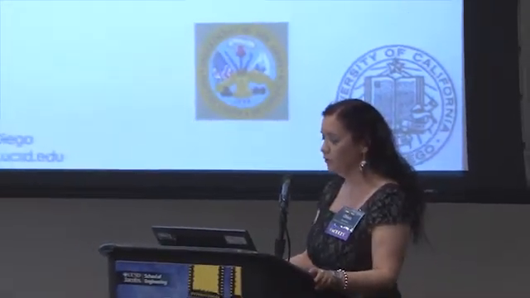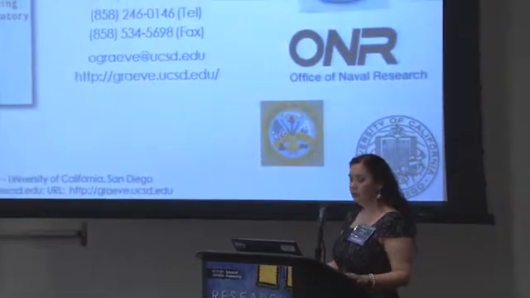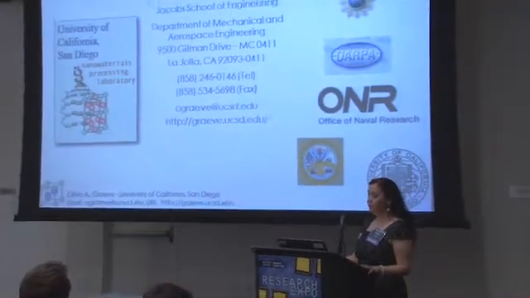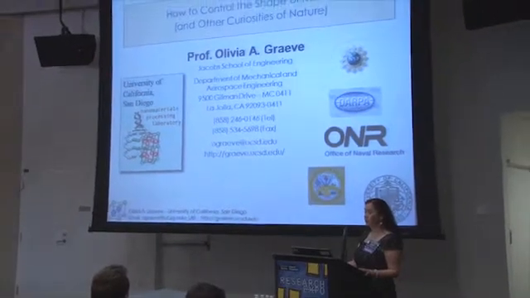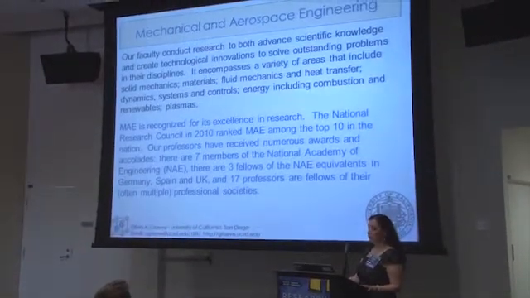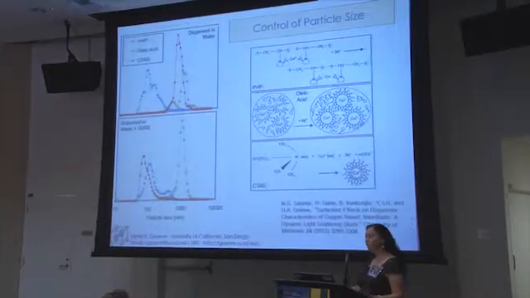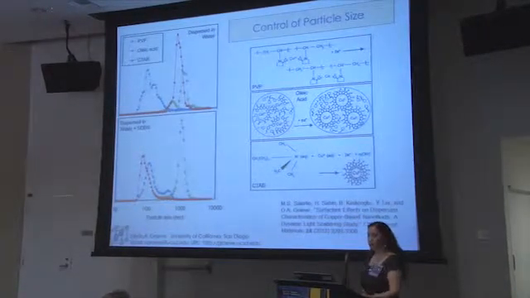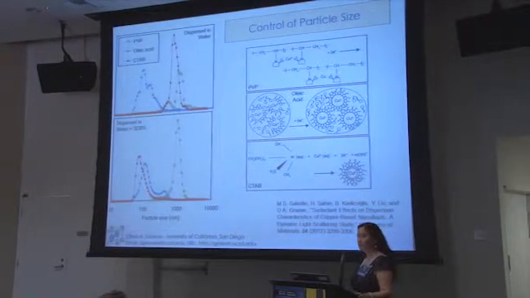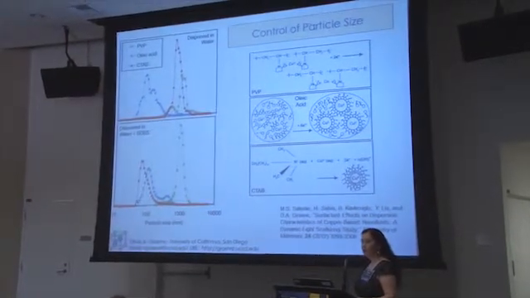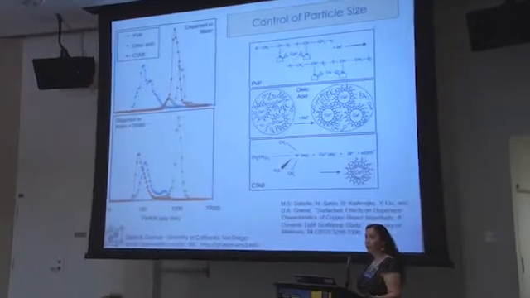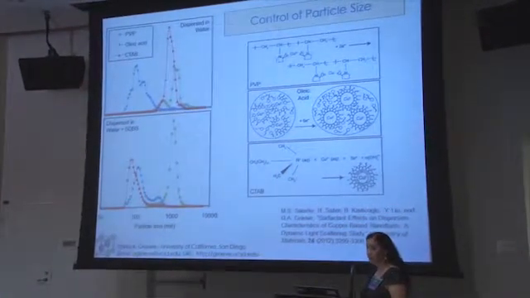I'm just delighted to be here and to present some of the work I've been doing over the last few years with funding from a variety of sources that you can see here: NSF, ONR, DARPA, and others. The title of my talk is How to Control the Shape of Matter and Other Curiosities of Nature. I kept it at a very basic level because I was thinking there might even be high school students here. But I think you'll get a good feeling about what I do and what we can do to control the shape of matter in general.